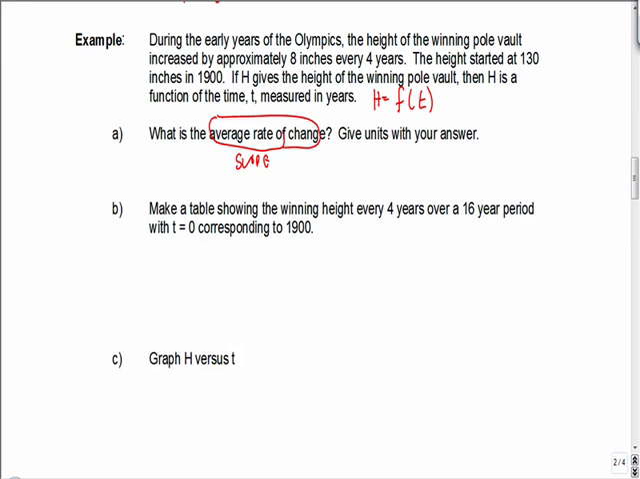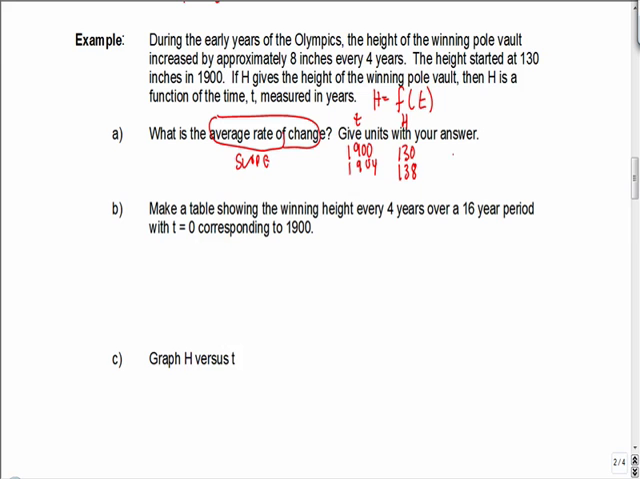So what we know is in 1900, the height was 130 inches. So there's my time, there's my height. And then I'm told it increased by 8 inches every 4 years. So if I go 4 years later to 1904, it would be 138 inches.